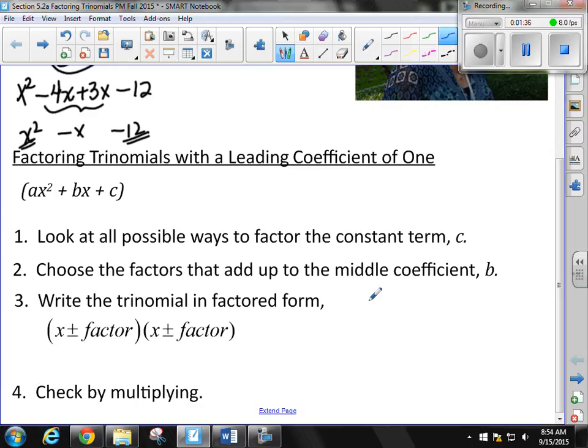If our leading term was x squared, the only way we can factor is x times x. So our first terms in parentheses are going to be x. And then we can always check our factoring by multiplying out our product.